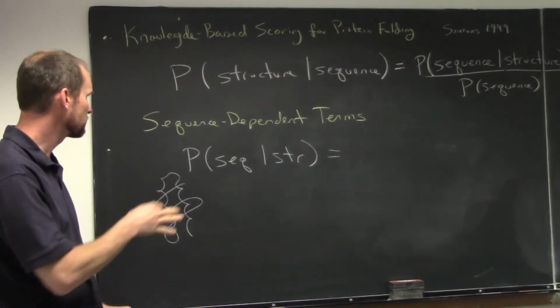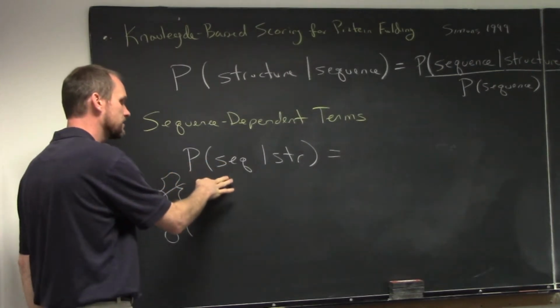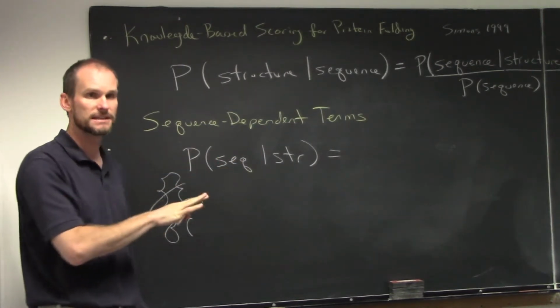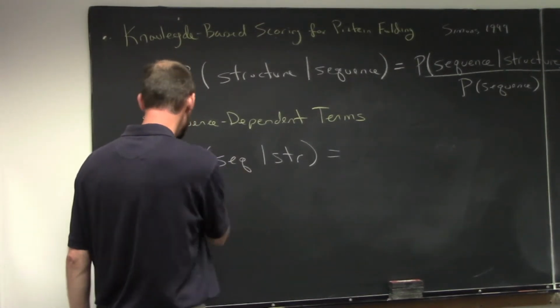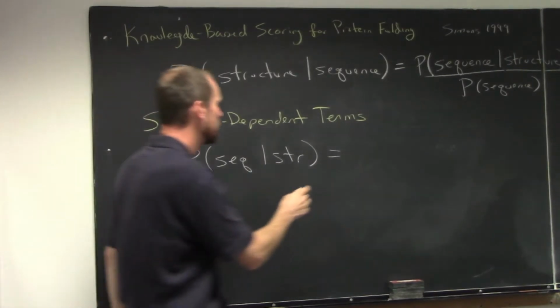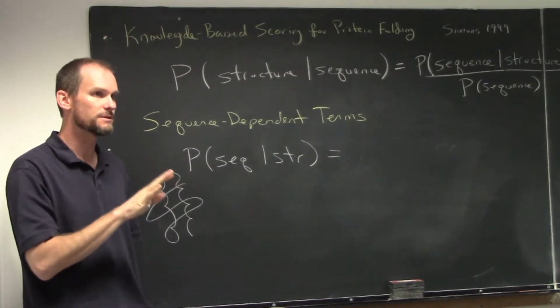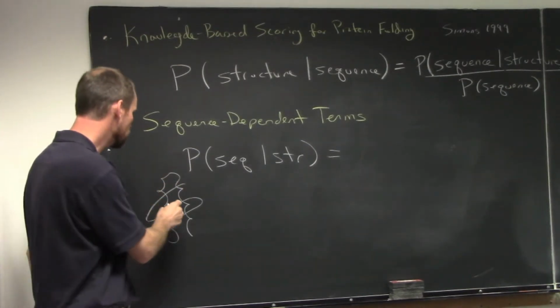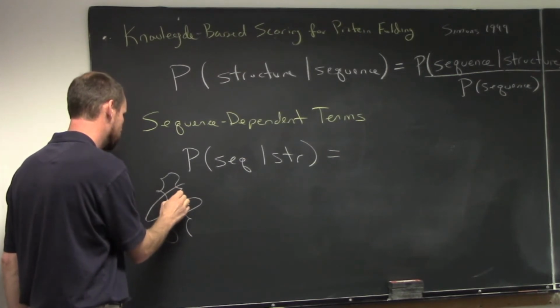So that's what we're going to do, and we're going to try and get this into terms where we can calculate a scoring function based on known structures. So this is what's going to happen. What's the probability the sequence fits on here, given that we have this structure? And what Simons did is put this into an expansion based on the number of amino acids we look at at a time.